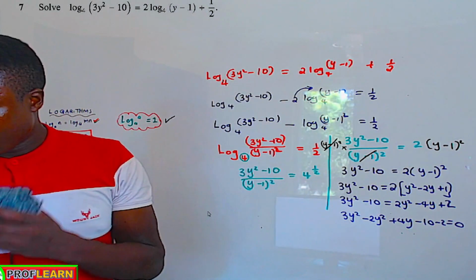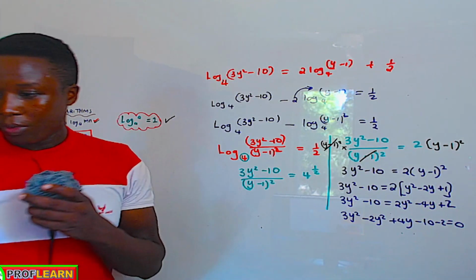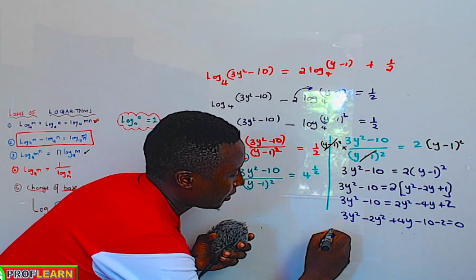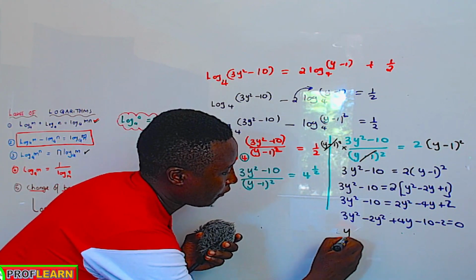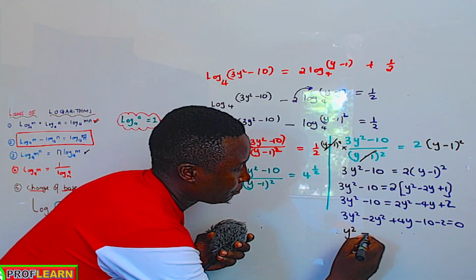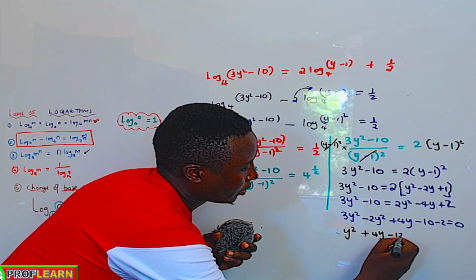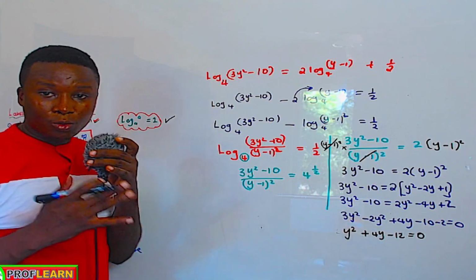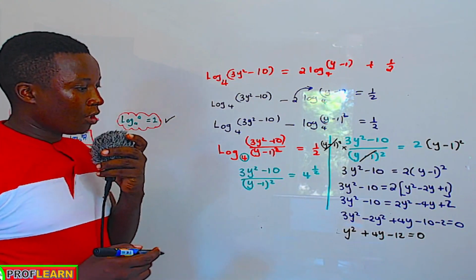So at this given point, we have a quadratic equation which we can be able to really work on. If we subtract, we are going to have y squared plus 4y minus 12 is equal to 0. So you can solve this quadratic equation that we have here so that we can get the value of y.